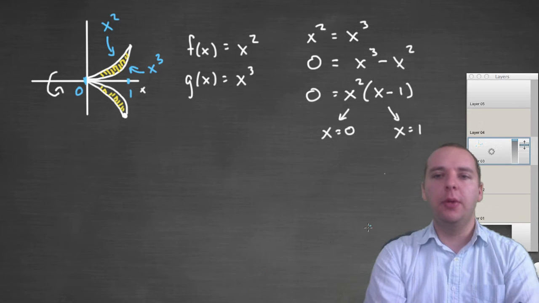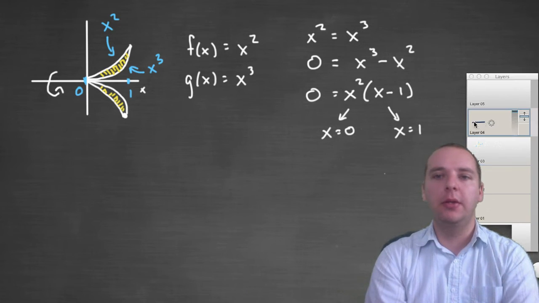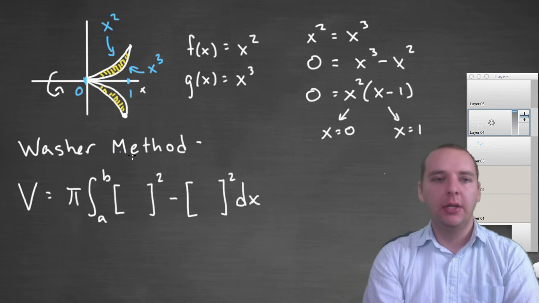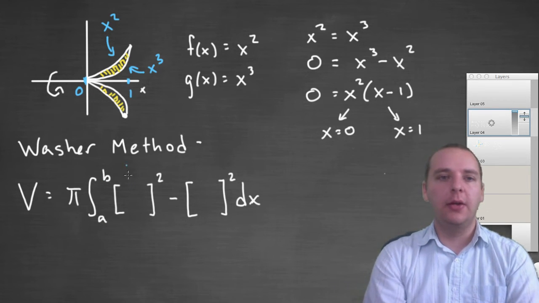All right, so now from here we're going to need to bring out our washer method, because I think we're about ready to start plugging things in. So here's your washer method. It was pi times the integral from a to b. This will, in our case, be 0 to 1. So I'll jot that down in a minute. Of the outer curve squared minus the inner curve squared.